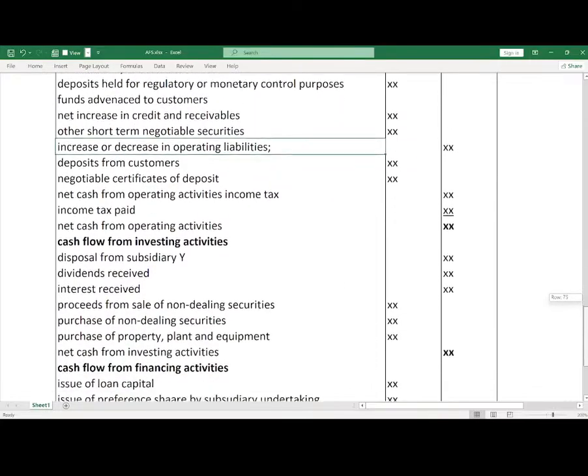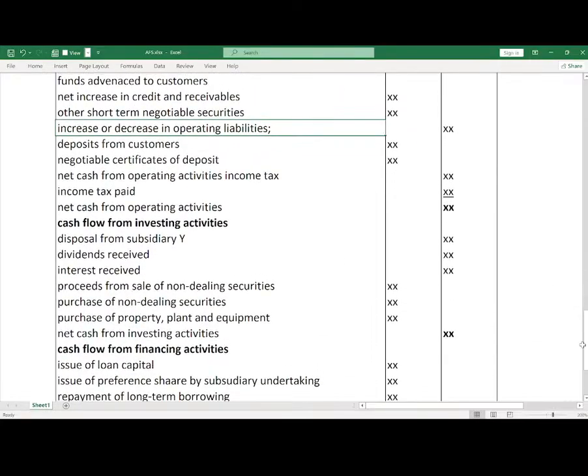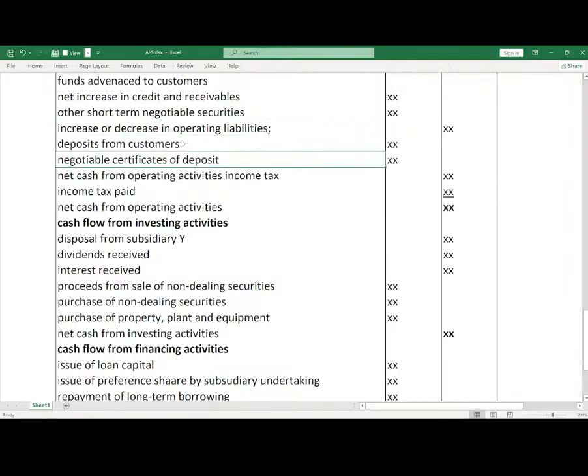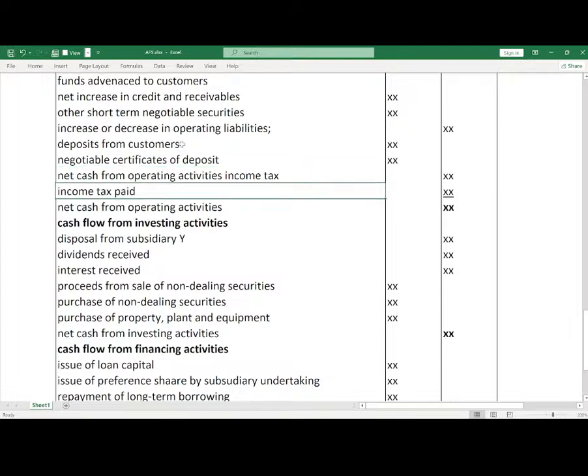And then we can also have deposits from customers, can also have negotiable certificates of deposit, net cash. Then we have now the net cash from operating activities, income tax paid, so that now you can have the total net cash from operating activities. So this one has its difference from the non-financial institutions.